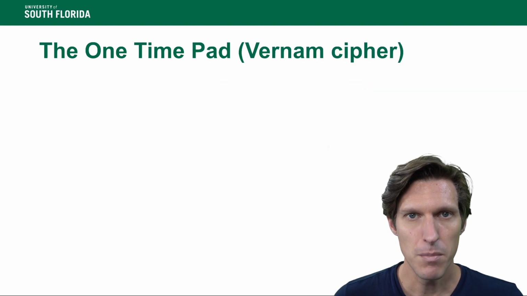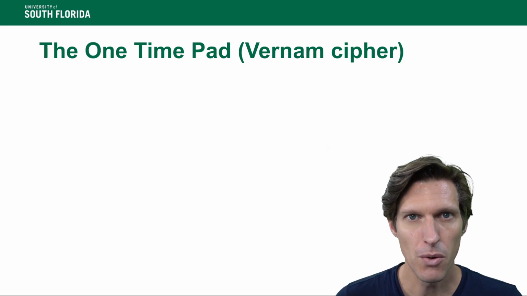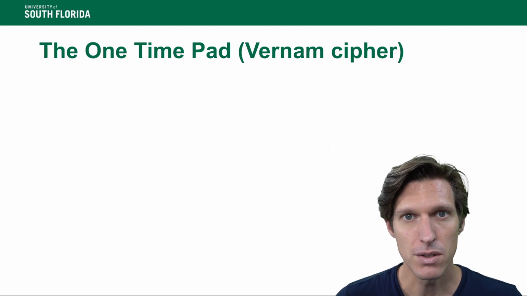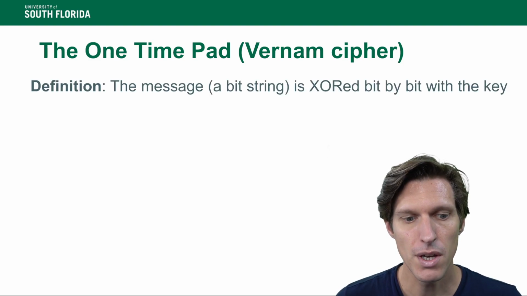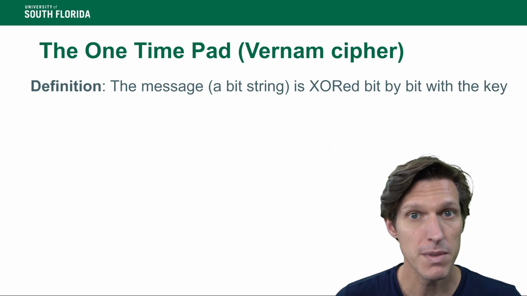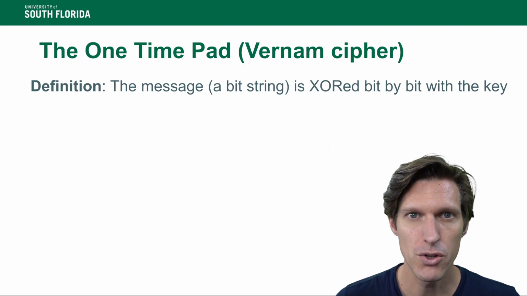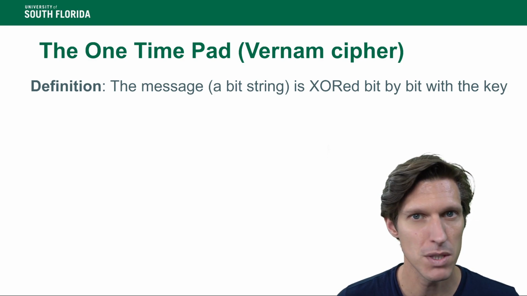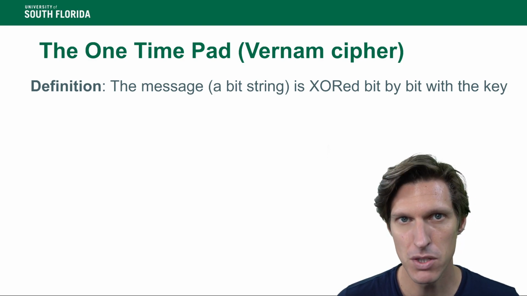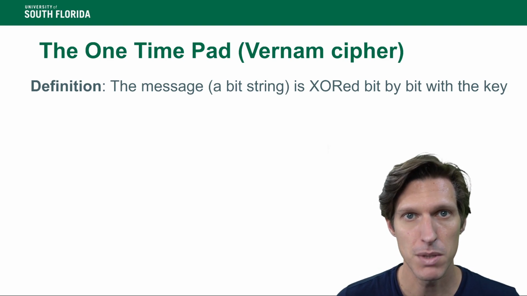So the one-time pad is a cipher, also known as the Vernam cipher, that achieves perfect secrecy. That's the good news. But of course, the keys are as long as the message. The way to encrypt and decrypt, as a matter of fact, is to XOR, that is, to perform the exclusive OR operation bit by bit. It takes the message as a bit string and the key as a bit string, and outputs the ciphertext as a bit string as well.